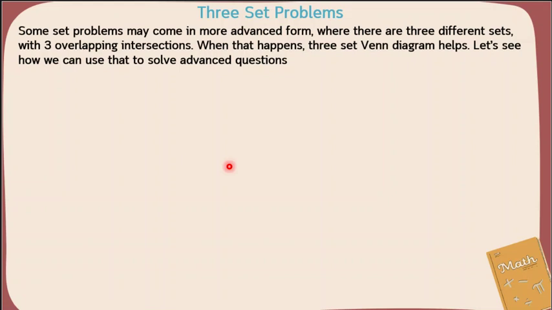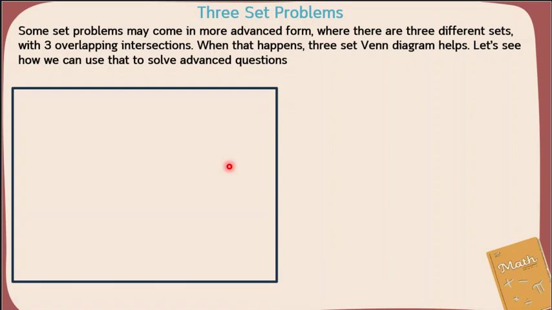Three set problems. Some set problems may come in more advanced form where there are three different sets which overlap or have intersection. So when that happens, we employ the three-set Venn diagram to solve it. Let's see how we can use this technique.